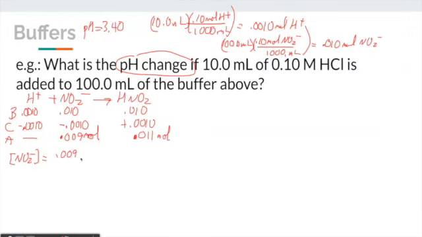So when we have this reaction over with, the concentration of NO2 minus is going to be 0.009 moles in our new volume. So we added 100 milliliters and 10 milliliters together. That's 110 milliliters, or in liters, that's 0.110 liters. So this concentration ends up being 0.082 molar. And the concentration of HNO2, the acid in the mixture, is going to be 0.011 moles divided by 0.110 liters, and that's just 0.1 molar.